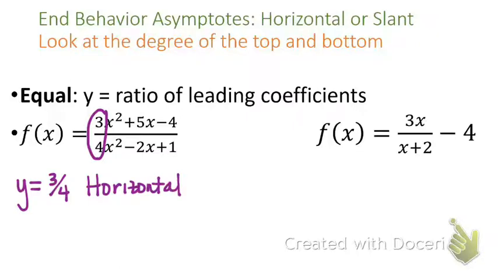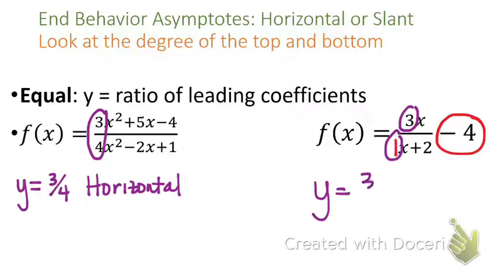Now, for this example, it's also balanced, but this is a special case because it's not a single fraction. So that is going to affect your horizontal asymptote. You're going to start by dividing 3 and 1. So you will have y equals 3/1, and then you have to subtract that 4 from that. So it ends up being y equals 3 minus 4, which is y equals -1. And that would be your horizontal asymptote.